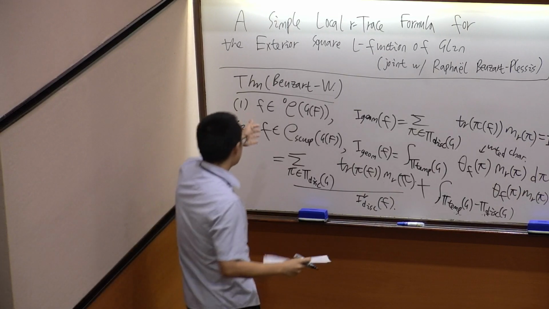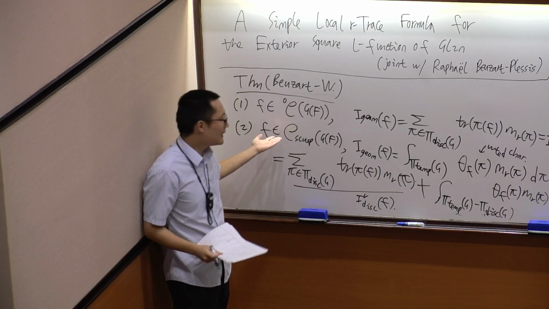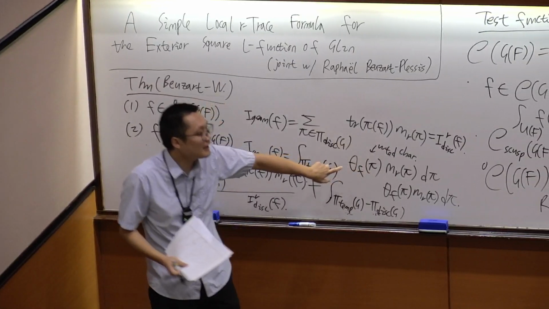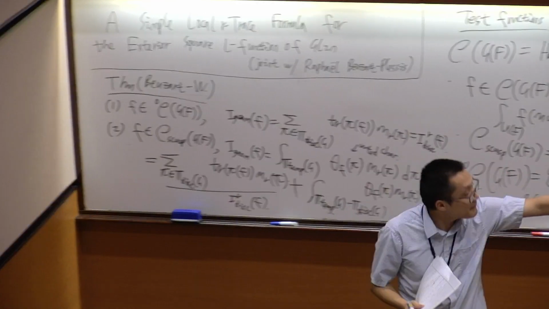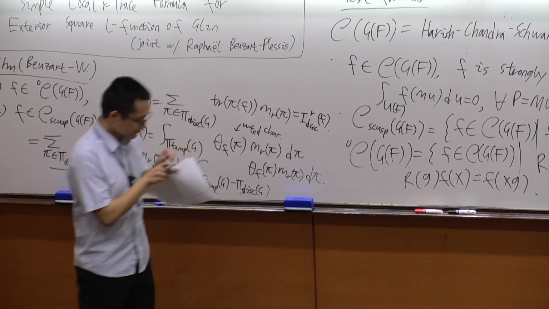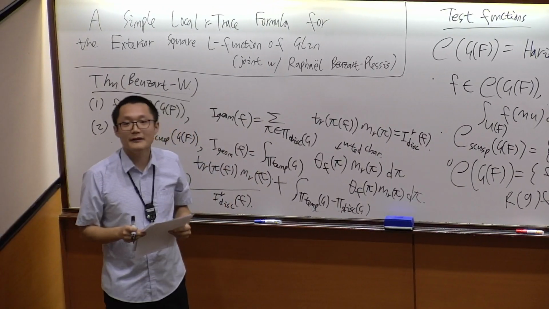Okay, so in other words, for this kind of test function f, we can have a geometric expansion of this so-called local trace formula, where the geometric side is given by, roughly speaking, some limit of weighted orbital integrals. Okay, any questions?